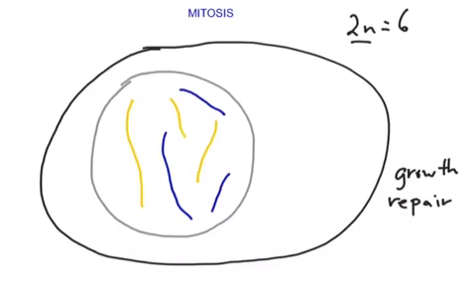So there are homologous pairs here. We'll call the yellow maternal, just for argument's sake, and we'll call the blue paternal. Not that it matters really in mitosis, this really only comes into play significantly during meiosis. So let's see how this would unfold.